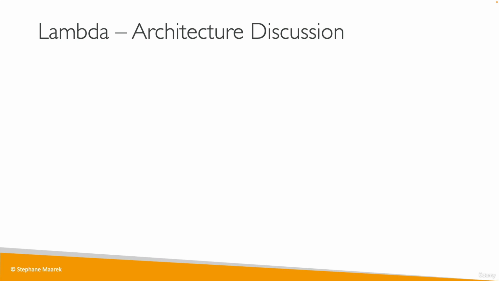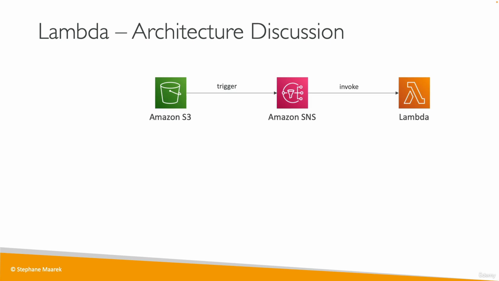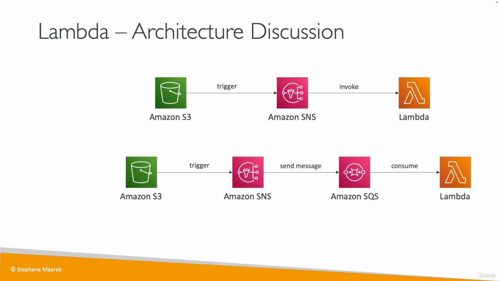Now let's discuss 2 architectures for Lambda that look seemingly similar, but actually have some big trade-offs. So let's say we upload files in Amazon S3, and we want the S3 to trigger a notification in Amazon SNS, and we hook a Lambda function to Amazon SNS. And alternatively, we do Amazon S3, we trigger Amazon SNS, but this time we send the messages into SQS, and SQS is going to be consumed by a Lambda function.